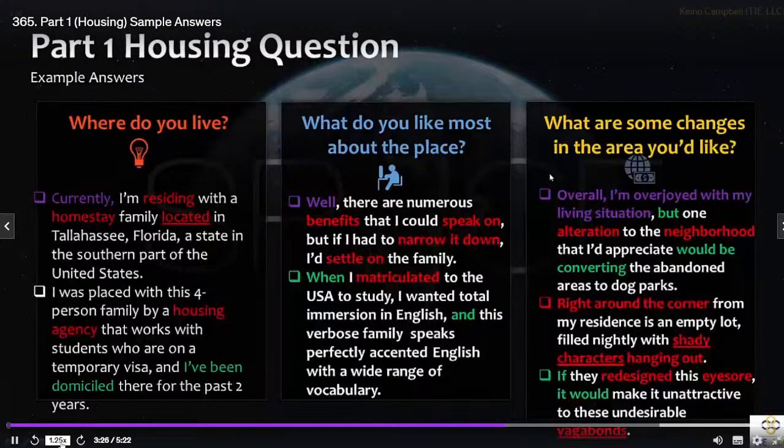Right, now here you have a lot of vocabulary that you can pull from. Phrases right around the corner, shady characters, phrasal verb hanging out, redesign for change. Okay? So alteration for change, converting for change. This type of language is how you really move yourself up the rubric, how you really move yourself up the scale, right? That's what you want to be able to do.